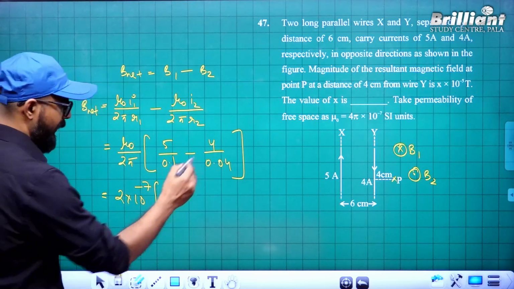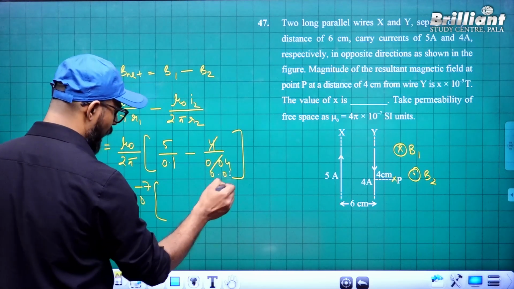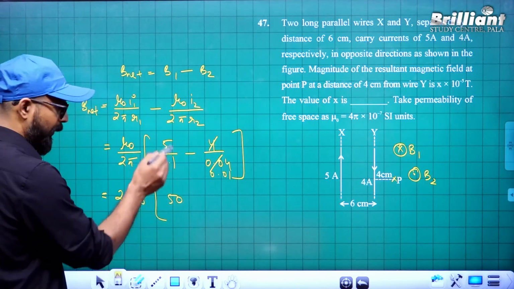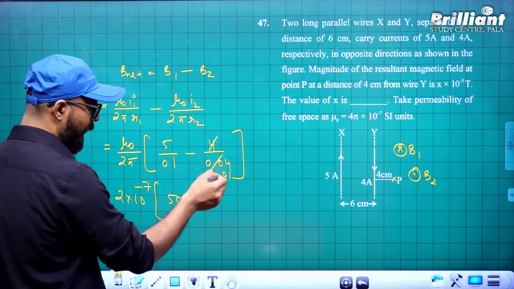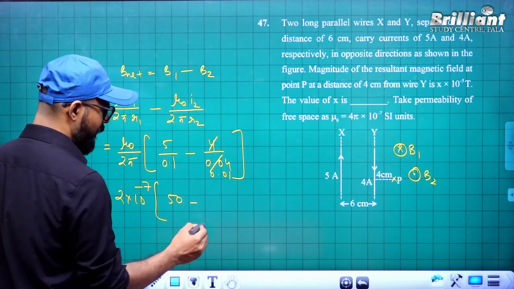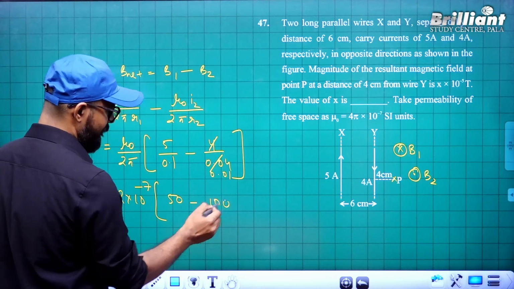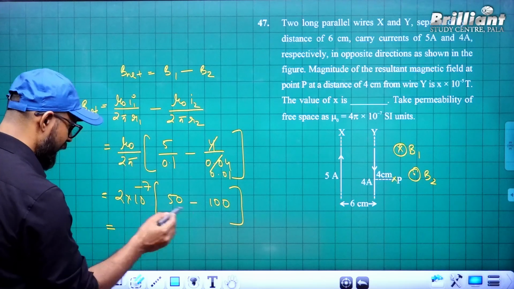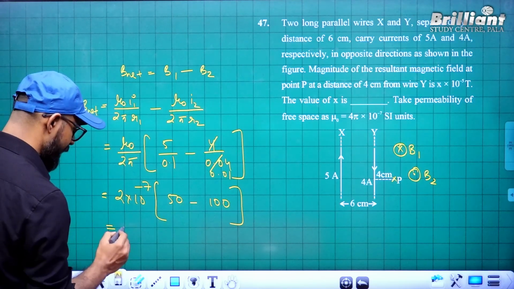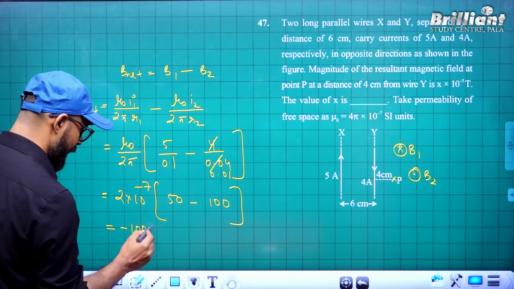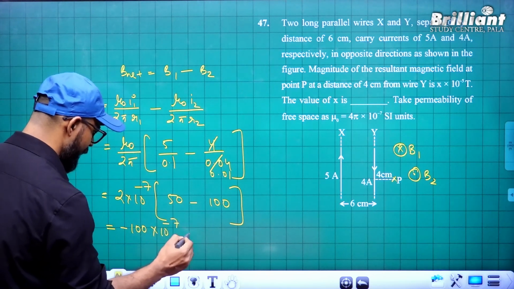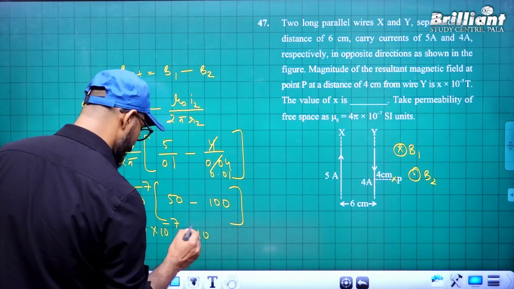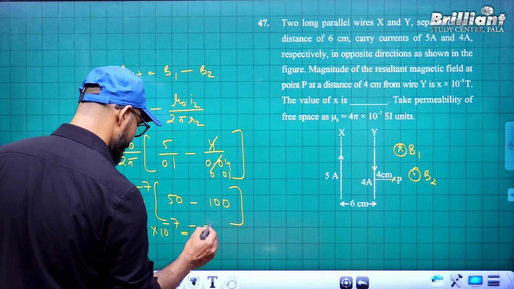well, this we can write as 4 by 0.01, and I can simplify it as 50 here, multiplying 100 on both the sides, so you will get minus 100. Done. So you get minus 50 here, minus 50, and that is minus 100 into 10 to the power minus 7, which will give me 10 to the power minus 5.